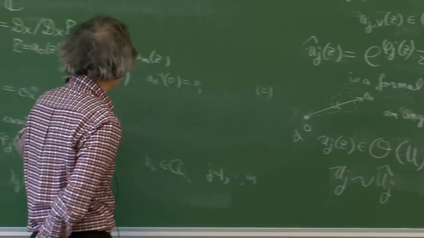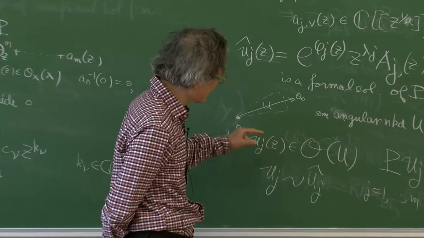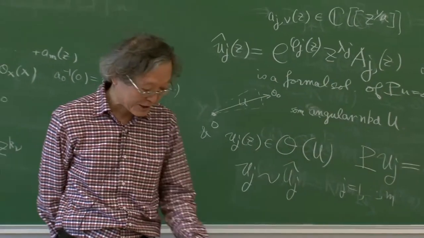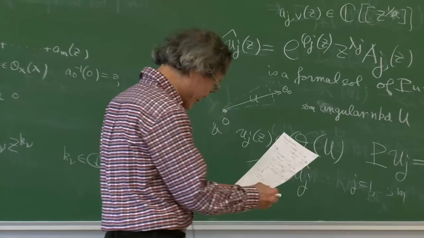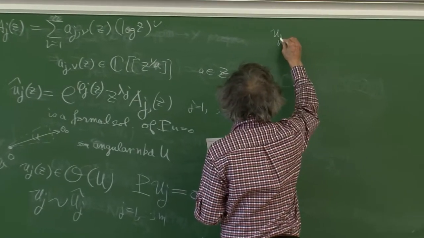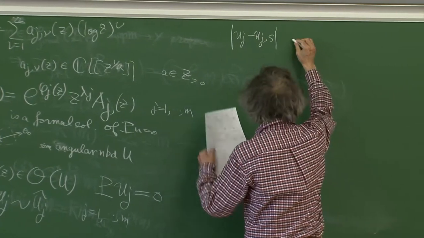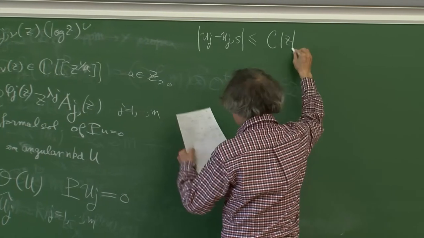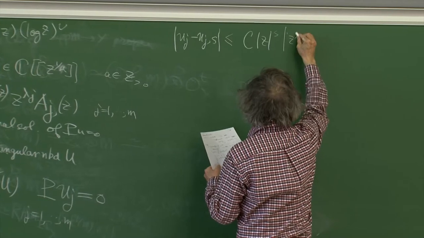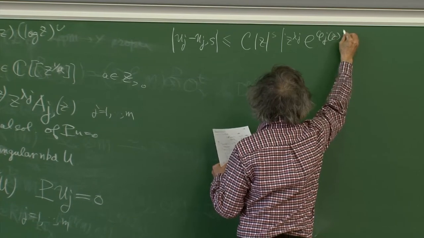As you know, outside the singularity there are m linearly independent solutions of Pu equals 0, and u j gives such linearly independent solutions. And the meaning of asymptotic, I will explain: u j minus the formal u j satisfies some condition.